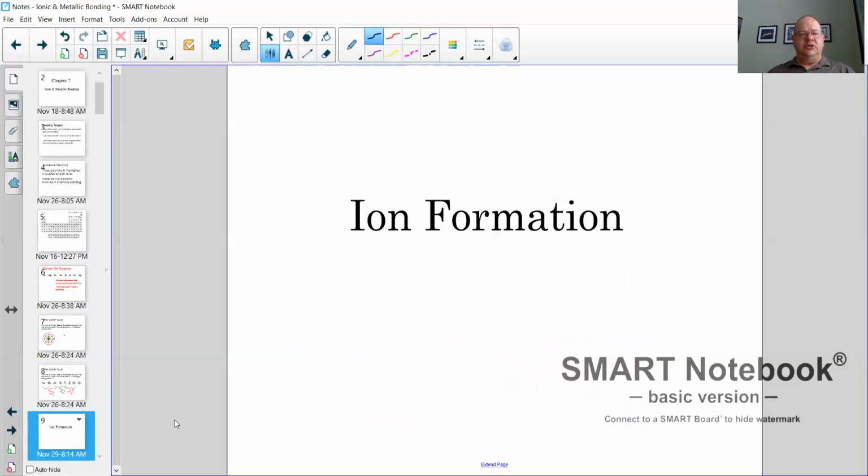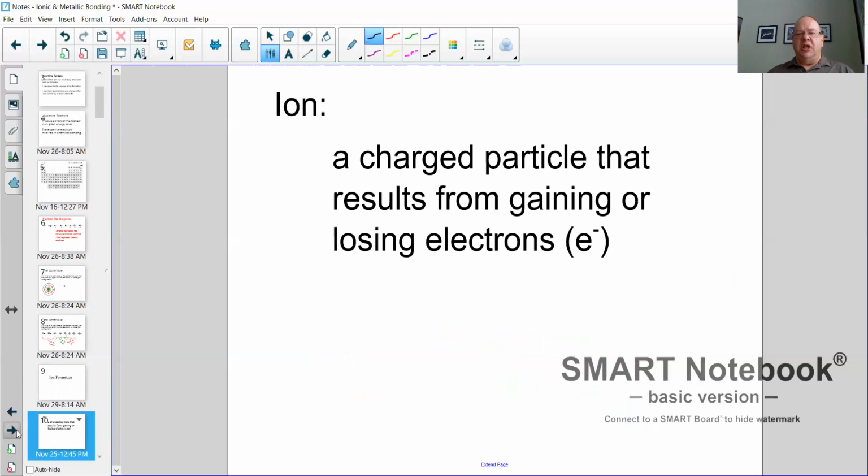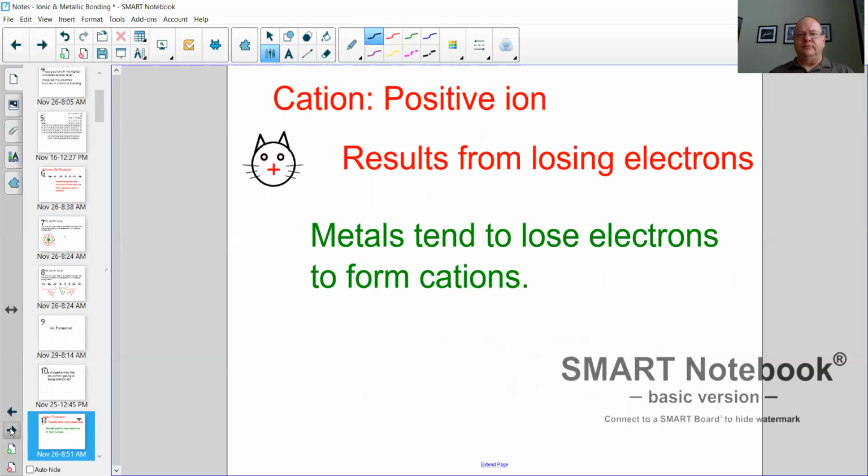All right, what's next? So let's get into this idea of ion formation. Definition: an ion is a charged particle that results from gaining or losing electrons. Make sure you have that down in your notes. If you have to pause the video, do it. A charged particle that results from gaining or losing electrons. So we have two different types of ions. We have cations. Cations are positive ions that result from losing electrons.